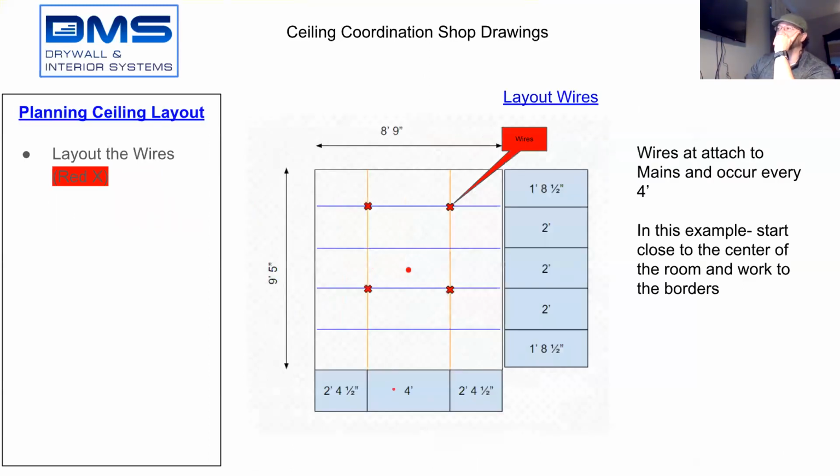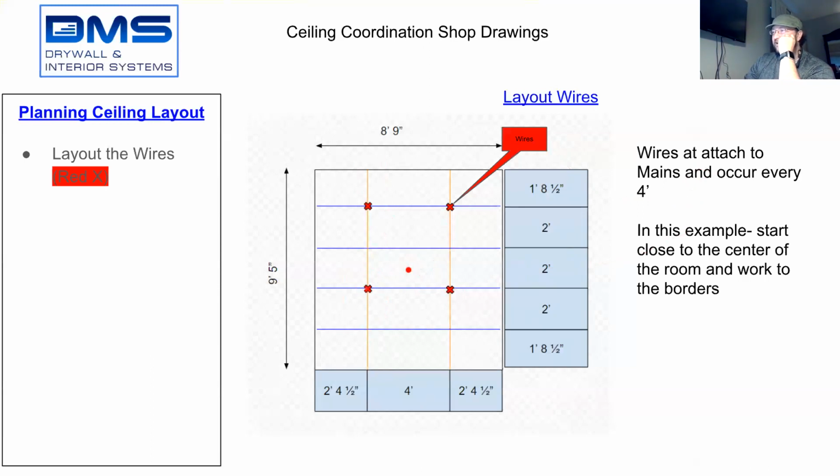Once you have your mains and your cross tees established, wires need to be attached at certain points in order to hold up your ceiling. So to lay out, the wires are attached at every 4 feet. In this example, you want to start close to the center here, and you put your wires close to the center and work in a direction. In this case, I worked up. So I started here. I'm going to put a wire here on the mains. The mains are the only thing that receives wires.